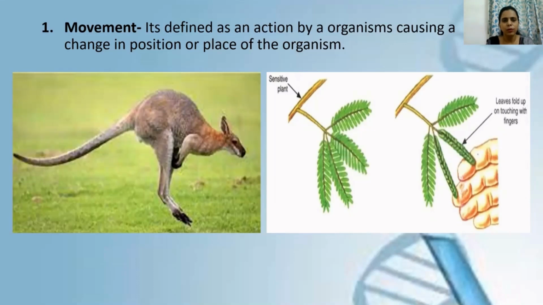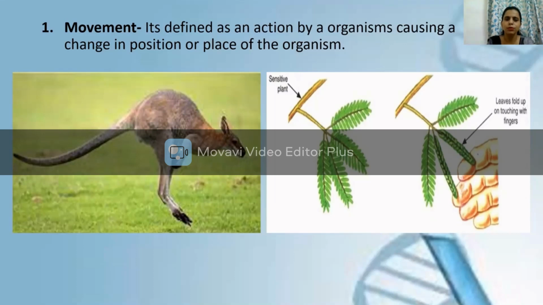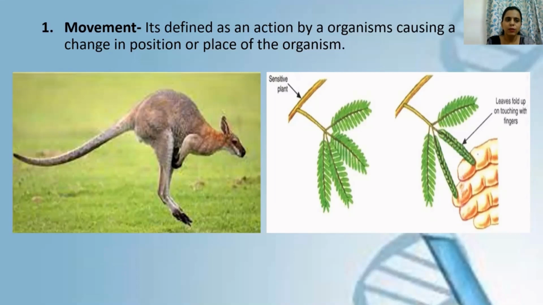Okay. Now, when we talk about animals, like for example, human beings, dog, cat, or any other animal. Okay. So all these animals, when they move, they can change their position. By sitting at one place, they can change the position of their body part, or they can also change their place. So when an animal moves from one place to another place, that's also known as locomotion.